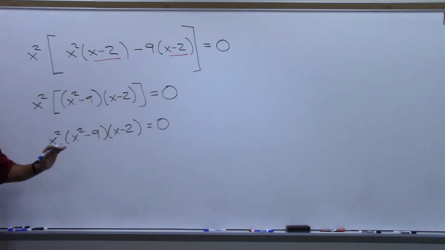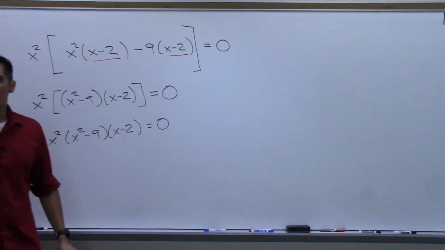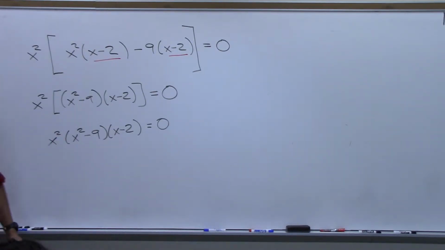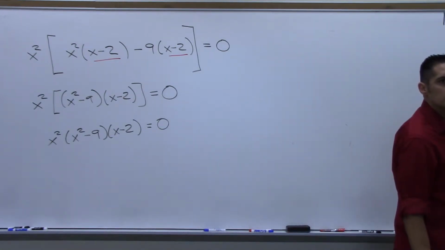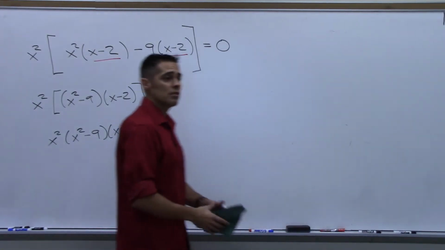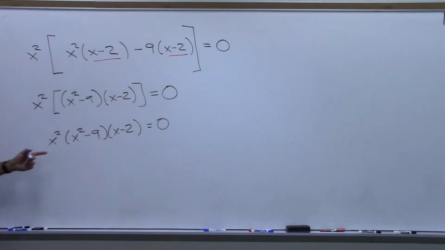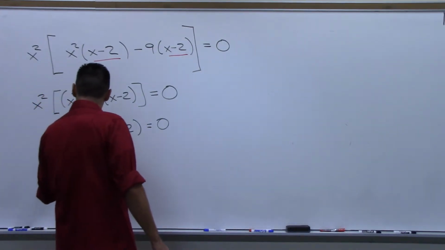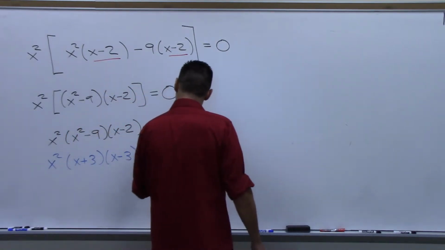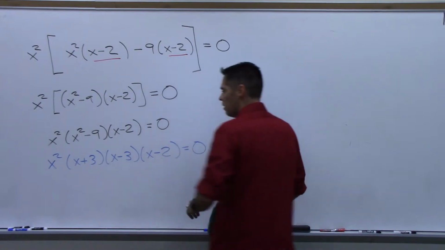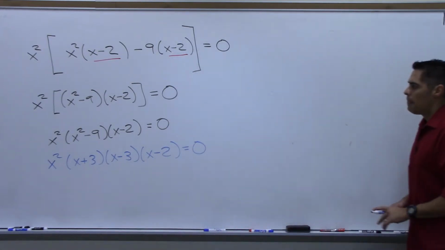Now, we do want to factor everything completely. It says here, x-intercepts, this step may require factoring. I thought I had stressed, make sure you factor completely. This is not factored completely because of x squared minus 9. So this is going to be x squared times x plus 3 times x minus 3 times x minus 2 equals 0. x equals 0, x equals plus or minus 3, x equals 2.